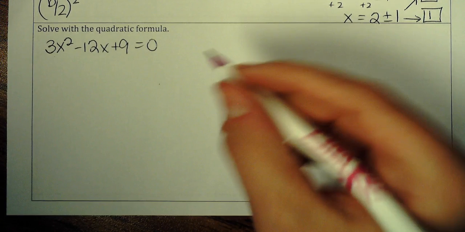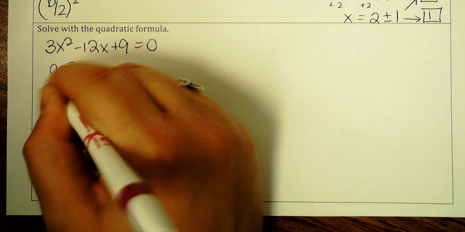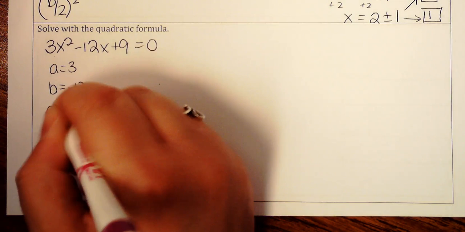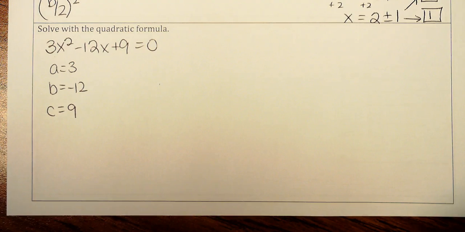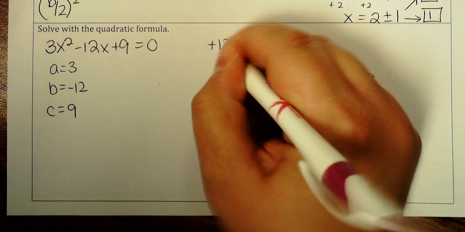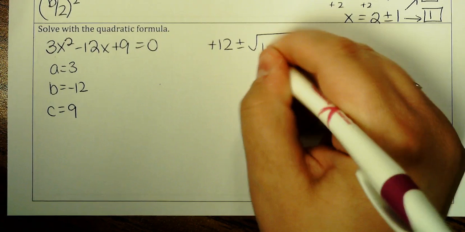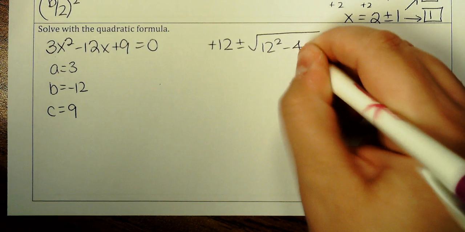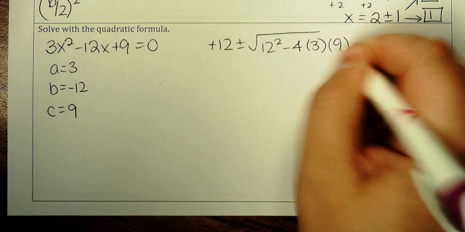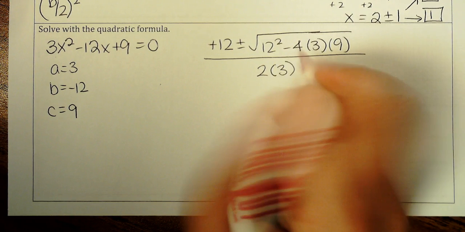Okay, so for quadratic formula, my a value would be 3, b would be negative 12, and c would be 9. Okay, so I'm just going to plug it in over here. Opposite of b would actually turn into positive 12, plus or minus the square root of 12 squared minus 4 times 3 times 9, all over 2 times the a value, so 2 times 3.